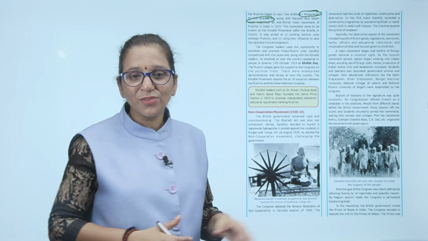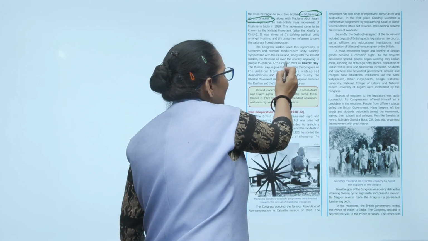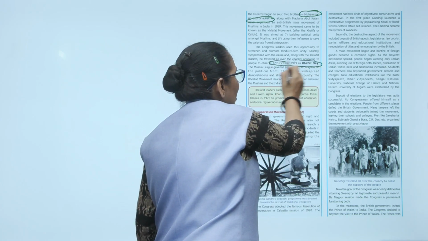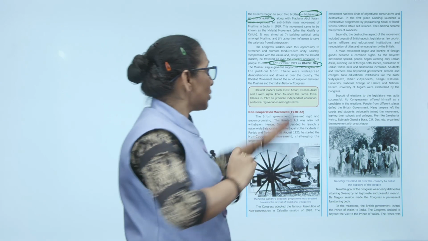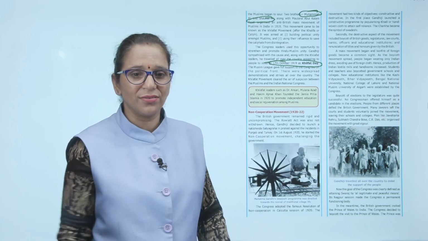So Gandhiji sympathized with the cause, and along with the Khilafat leaders, he travelled all over the country appealing to people to observe 17th October 1919 as the Khilafat Day. And the Muslim League gave full support to Congress on this political front. I mean, that was the day where we can see Hindu and Muslim unite, stand under one umbrella. There were widespread demonstrations and strikes all over the country.